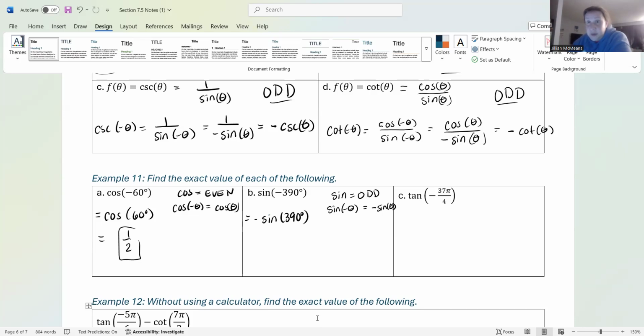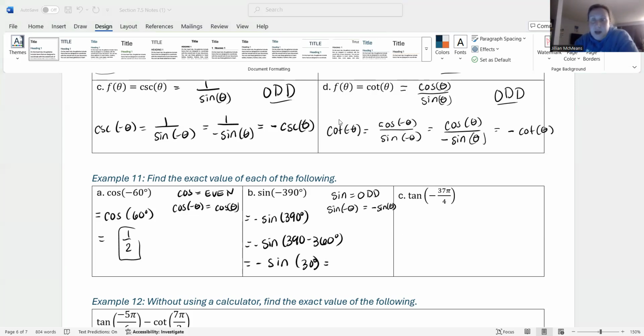We also know that sine is periodic, so every 2 pi we're going to get the exact same value. This is clearly more than 1 revolution, so we can subtract off 1 full revolution and we'll end up at the same point, on our unit circle. So this is really negative sine of 390 degrees minus 360, 1 full revolution. So we get negative sine of, well, 390 minus 360 is 30. If we can figure out what sine of 30 degrees is, we just make it negative.